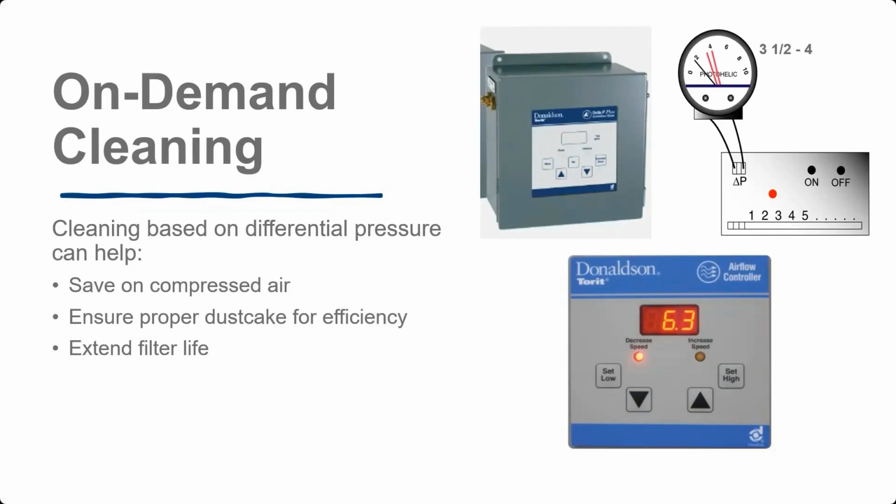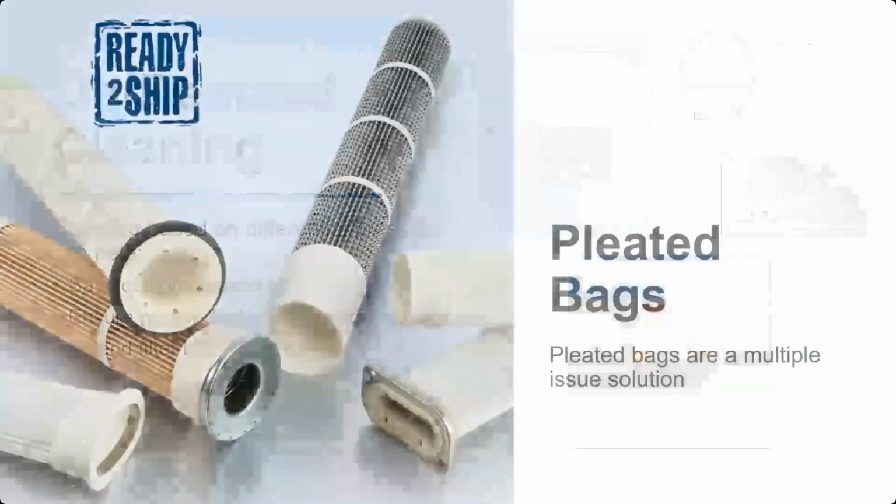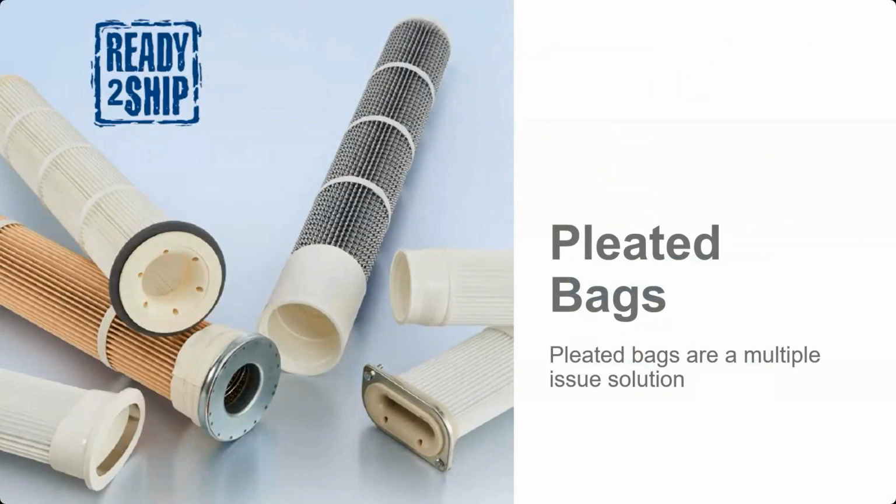But if you are going to use a clean on demand system, make sure that the tubes going to your Photohelic gauge are clean. Because if that tube, especially the one coming out of the dirty air plenum, the tube, of course, that measures the differential pressure, is plugged, you're not going to be cleaning properly. You might run into some issues. So make sure you have a maintenance schedule in play to make sure that tube is cleaned.